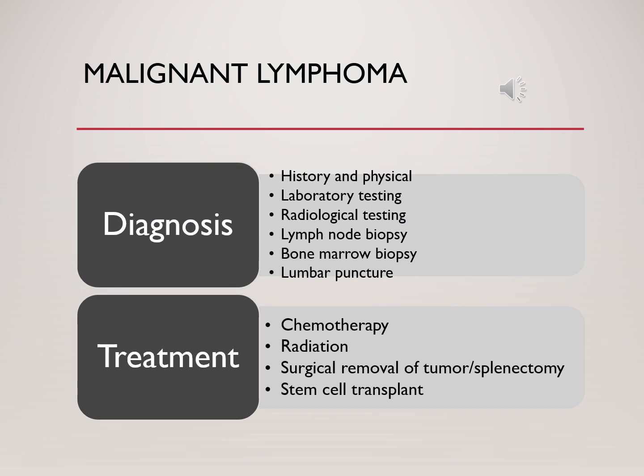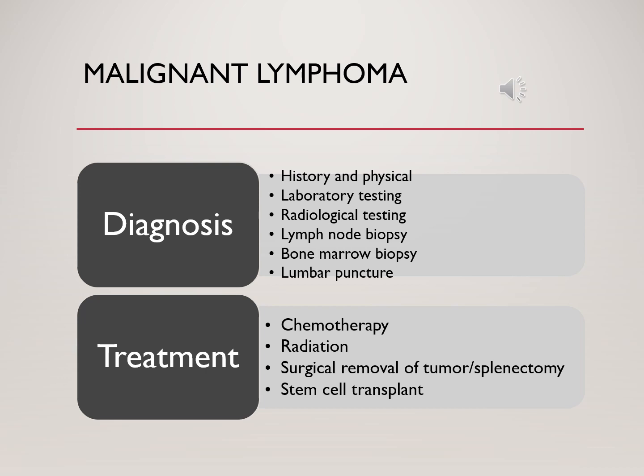With malignant lymphoma, the diagnostics will occur after the history and physical, laboratory testing, possibly chest x-ray, CT, PET scan, MRI. The lymph node biopsy usually provides a definitive diagnosis. A CBC may show evidence of bone marrow involvement and possible anemia with an abnormal white blood cell count.